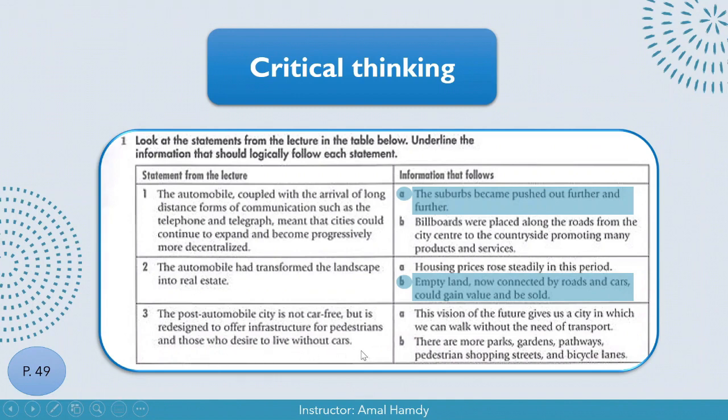We have two sentences. This vision of the future gives us a city in which we can walk without the need of transport, or there are more parks, gardens, pathways, pedestrian shopping streets, and bicycle lanes. It should be B, of course, because as he has said, this doesn't mean that we will not live without any cars. No, it means that there will be less cars. So there will be more parks, pedestrian shopping streets, and so on.